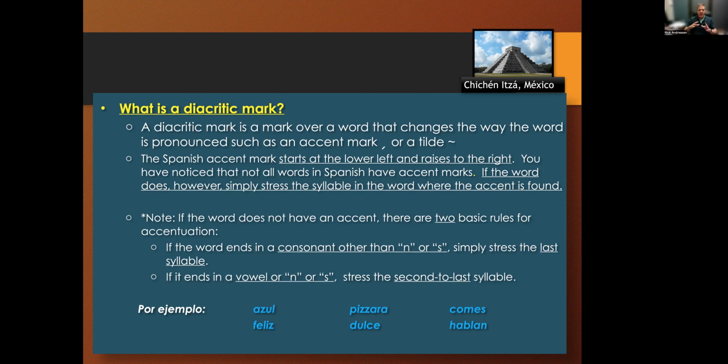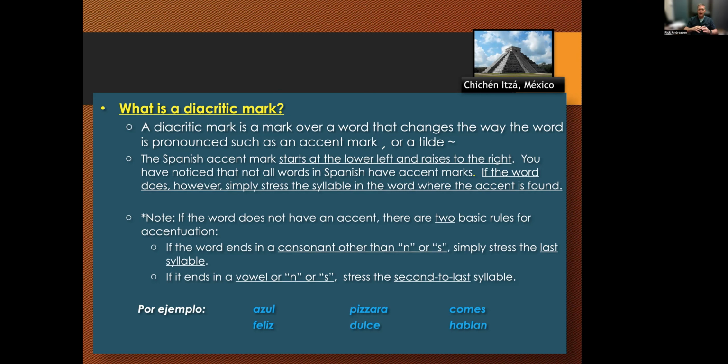So the two rules for pronunciation are that if the word does not have an accent, it follows a basic pattern. If the word ends in a consonant other than N or S, you're going to stress that last syllable, even without a written accent. If the word ends in a vowel or N or S, then you stress the second to the last syllable. Keep in mind that if it's a 2-syllable word, the second to the last is the first syllable. If it's a 3-syllable word, the second to the last is the second syllable. So it's going to look like a lot of times it's the first syllable, but that's because it's only the second to the last in a 2-syllable word.